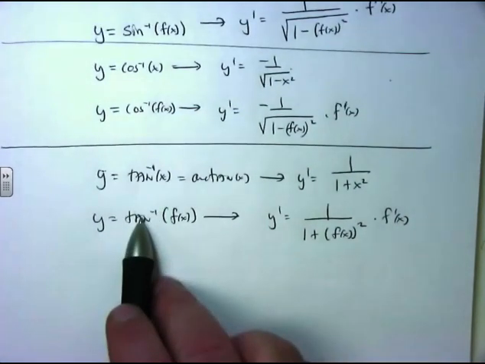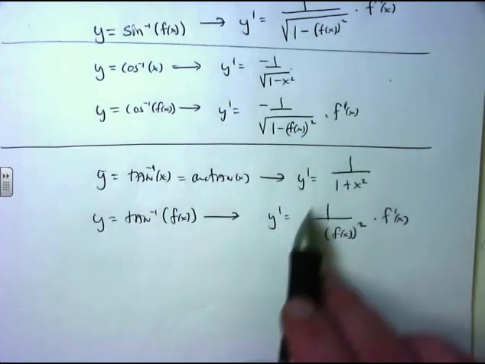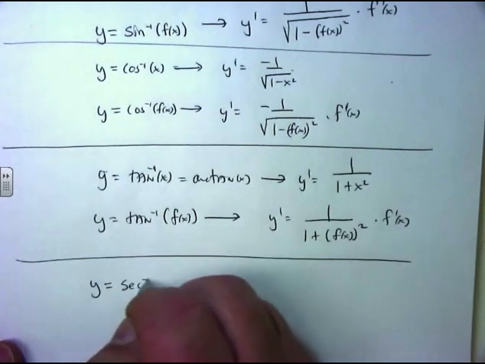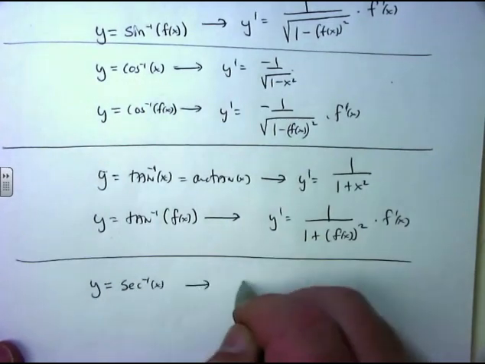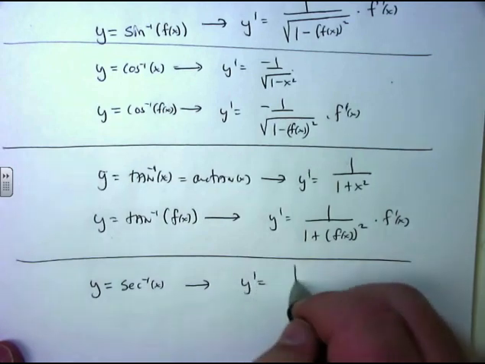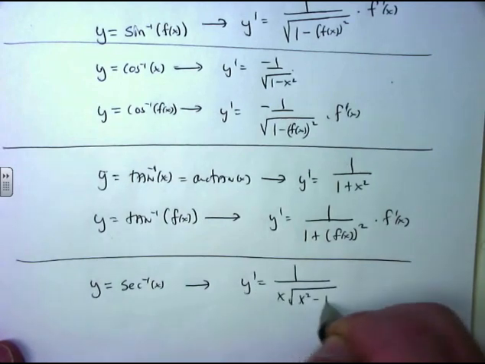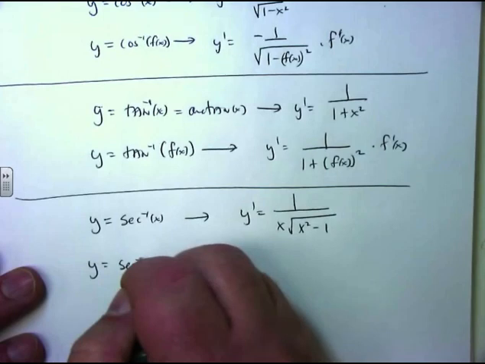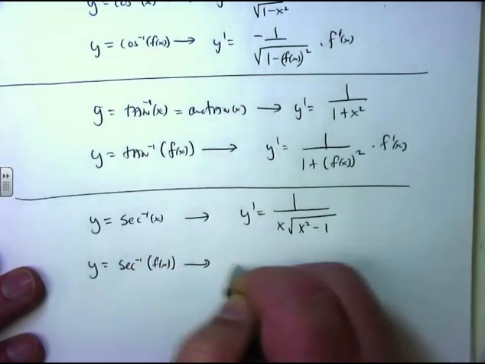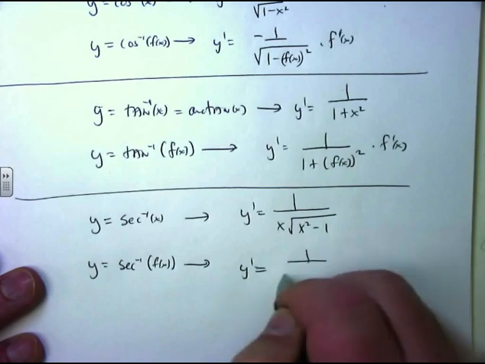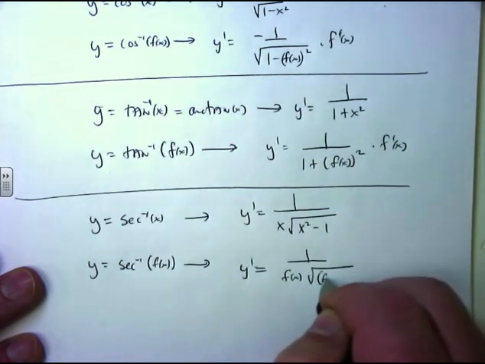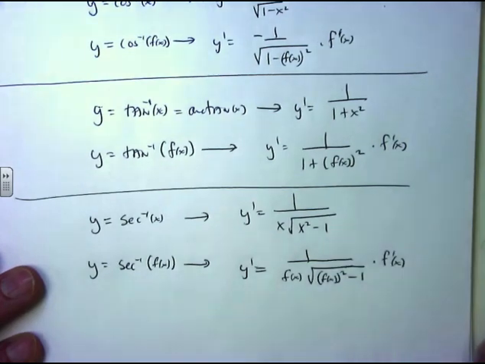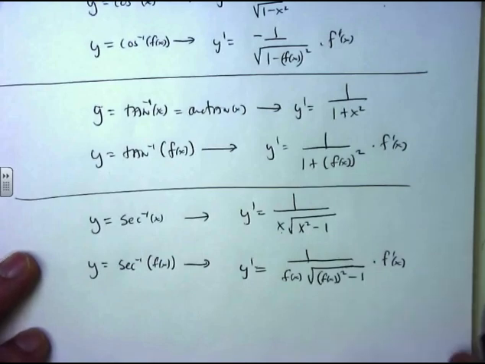And cotangent is going to work the exact same way, except it'll be negative. And then the third one here is y equals the secant inverse of x. We have that one memorized as the derivative is going to be 1 over x times the square root of x squared minus 1. Key to math, catch a pattern. So if y equals the secant inverse of a function, then y prime is equal to 1 over the function times the square root of the function squared minus 1. Chain rule, times the derivative of the inside. So we're replacing all the x's with the function times the derivative of the inside.